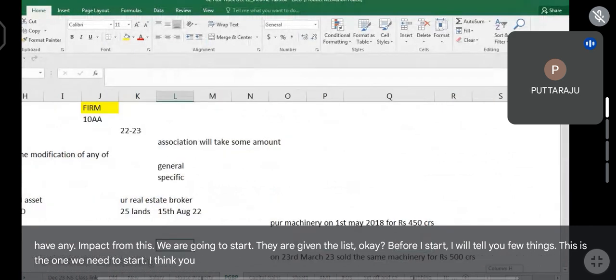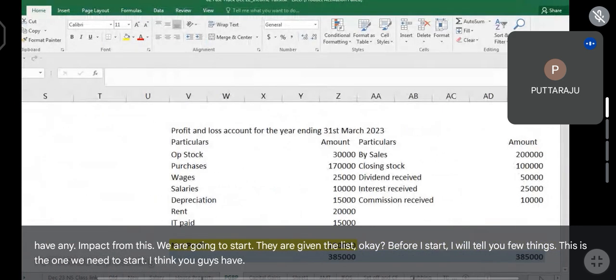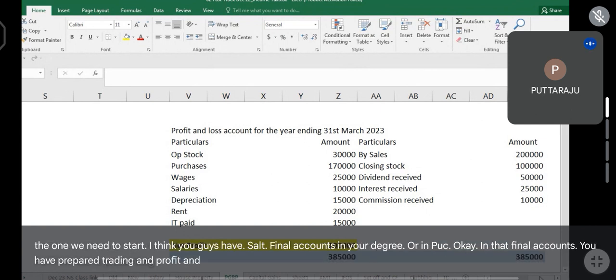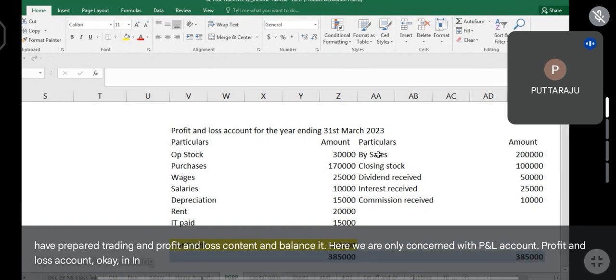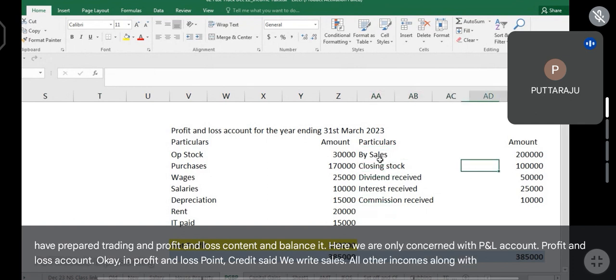I think you have solved final accounts in your degree or in PUC. In those final accounts, you have prepared the trading and profit and loss account and balance sheet. Here we are only concerned with the P&L account, profit and loss account. In the profit and loss account, on the credit side we write sales and all other incomes, along with closing stock.